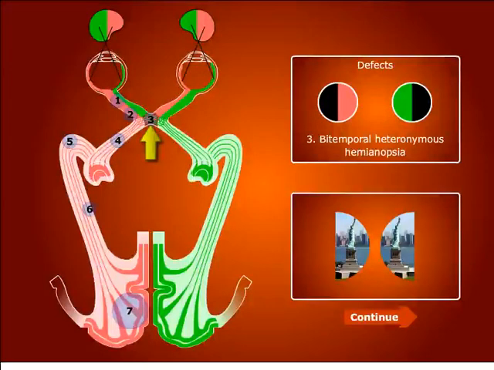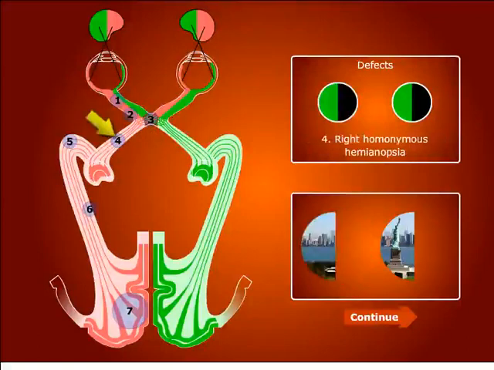Lesions to the midline at the chiasm, where fibers decussate, are often caused by a pituitary tumor or a lesion around the sella turcica. A lesion at this point will produce bitemporal heteronymous hemianopsia. This is characterized by blindness of the lateral or temporal visual fields in both eyes, also known as tunnel vision.